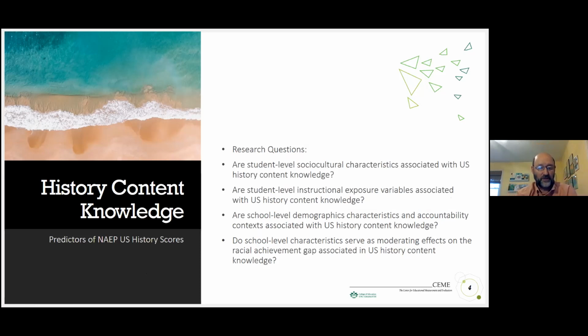So what were we looking at in this particular study? Well, we were looking at whether student level sociocultural characteristics were associated with US history content knowledge. Similarly, were types of instructional exposure associated with their scores on the test, and were school level demographics and some information about the accountability context that the school functions in, in other words, state policies about assessment, associated with US history content? And then do school level characteristics serve as moderating effects on racial achievement gaps as evidenced by US history content knowledge?